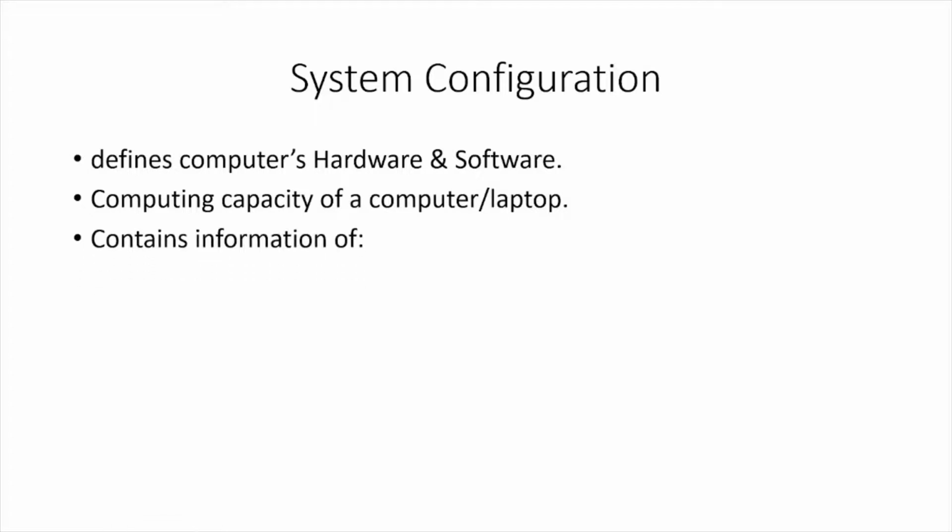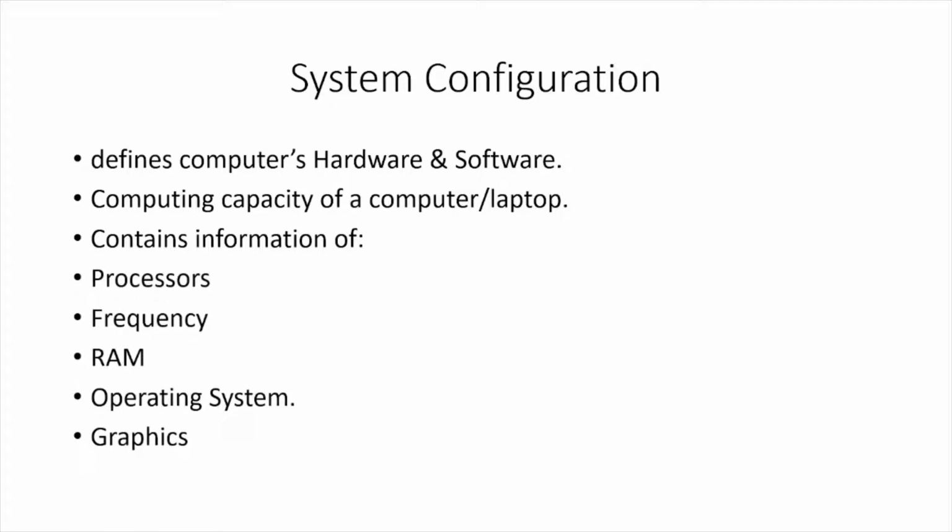So what does a system configuration usually contain? It usually contains information about the processor, the processor frequency, RAM, that is, simply memory, operating system, and graphics. Apart from this, sometimes the system configuration also includes other information such as touch, pen, and other things as well. It is not an exhaustive list.